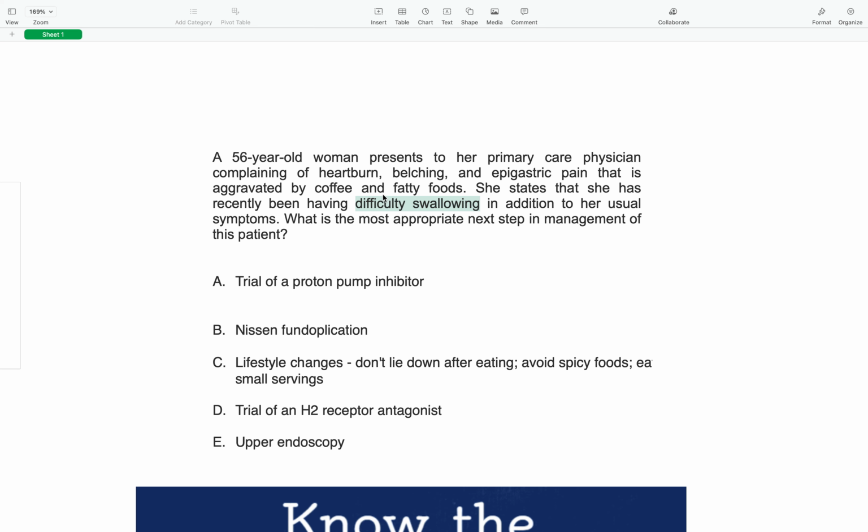Now, this question really gives away the diagnosis. It is GERD because of heartburn, belching, epigastric pain aggravated by coffee and fatty food. This is a giveaway, and therefore the diagnosis is GERD. But what is important is this part of information: difficulty swallowing. Difficulty swallowing is a red flag, okay, and especially in this age group. So, dysphagia in patients who present with GERD-like features, the most appropriate next step of management in this patient would be an upper endoscopy.